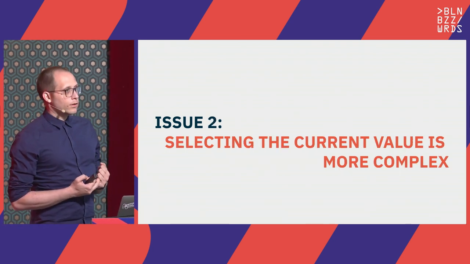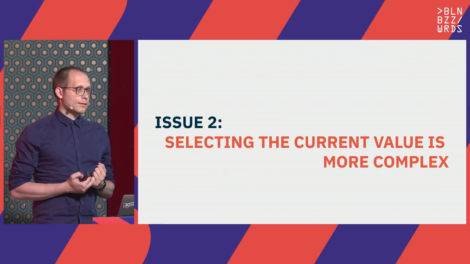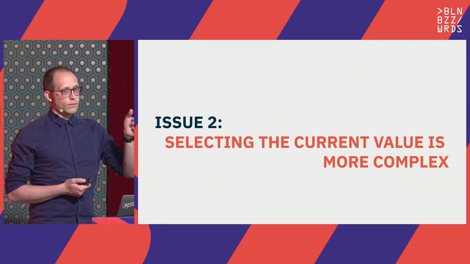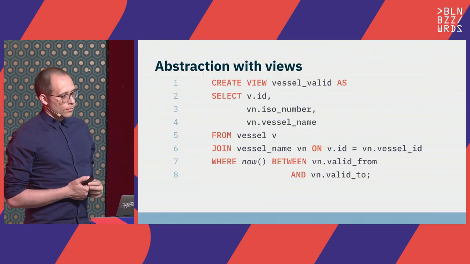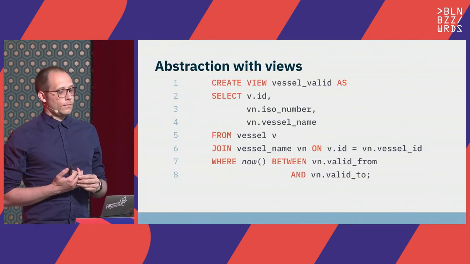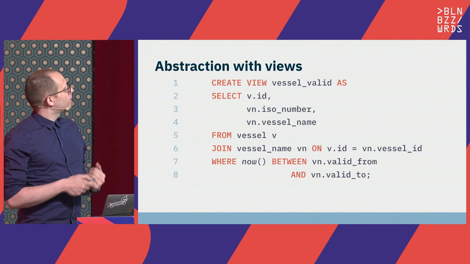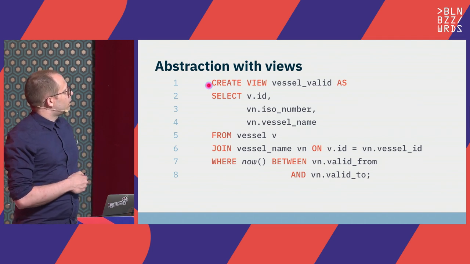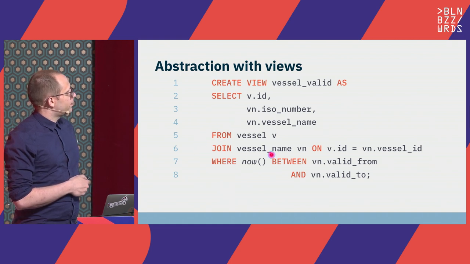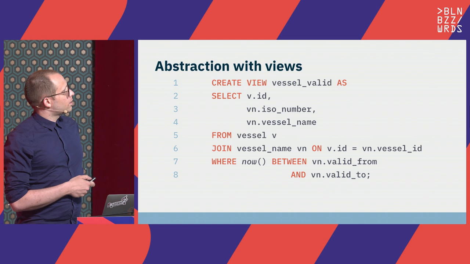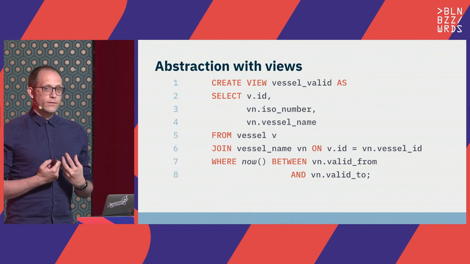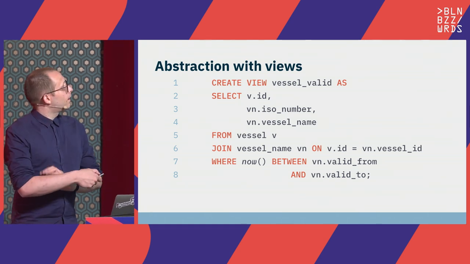Also, selecting the current value is a little bit more complex than just querying select asterisk from vessel, because we need to consider the factor time for every single query. So we have here an example. We select the ID, the ISO number, and the vessel name from the table vessel. We join the table vessel name on it. But we only want records where now is between valid from and valid to. So this is the minimum query we need to get the current value, the current name for our vessel.